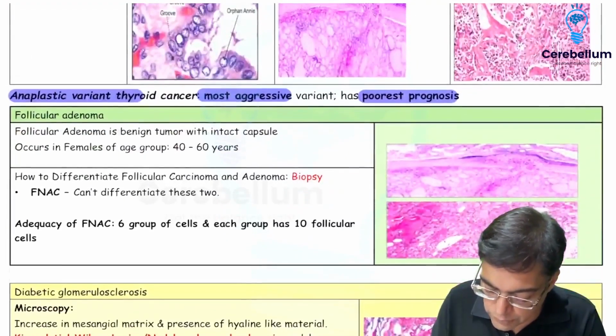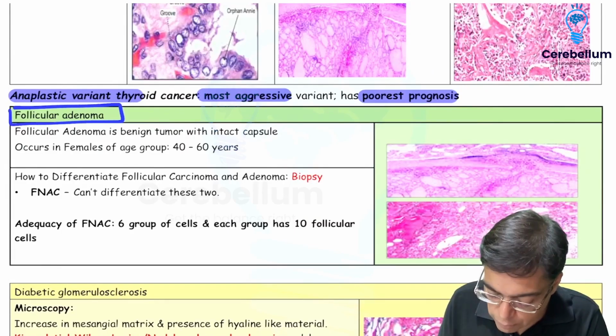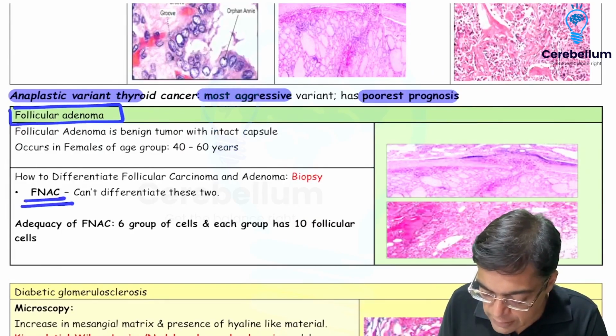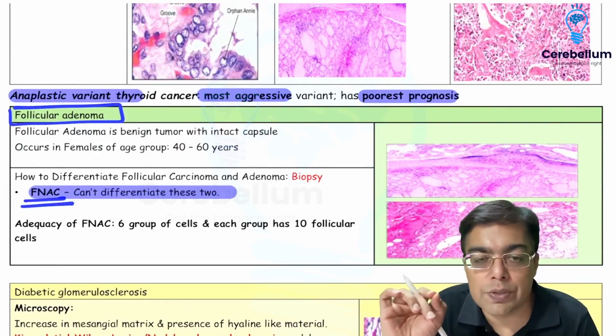Then we need to be familiar with a simple fact that whenever we are talking about the follicular tumors, whether we are talking about a follicular adenoma or a follicular carcinoma, FNAC cannot be useful for distinguishing between them.